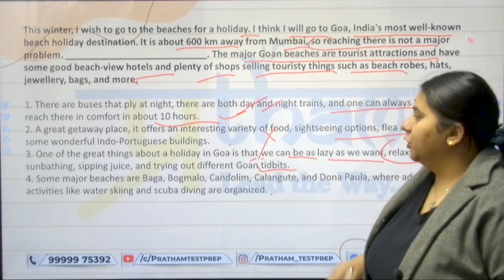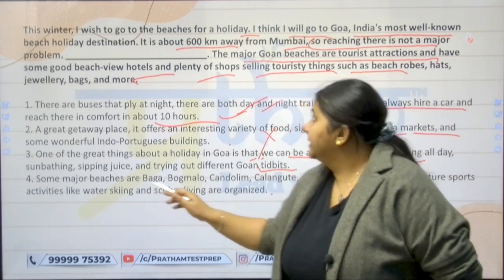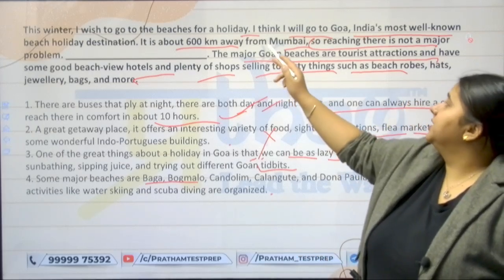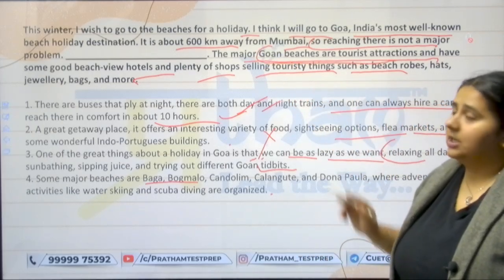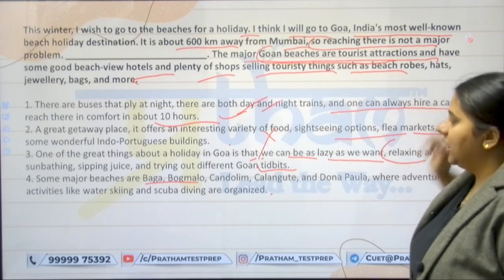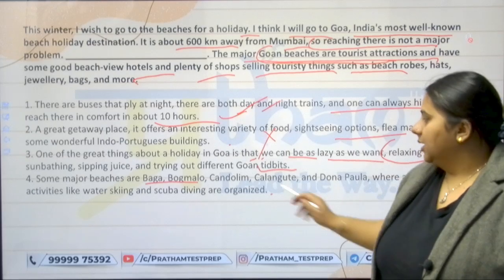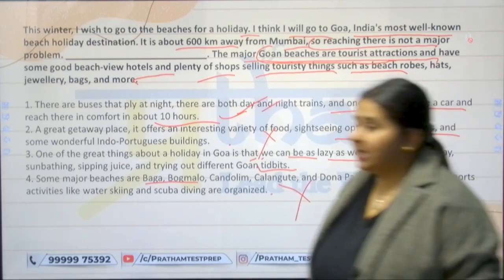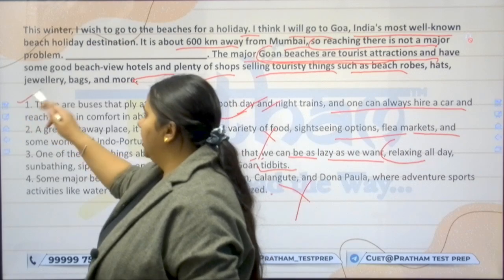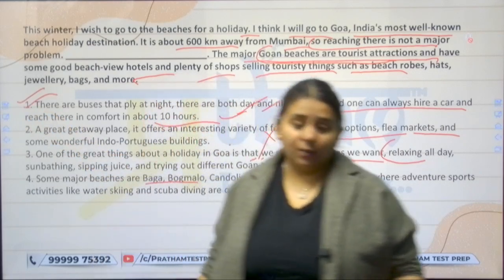Now, fourth one, some major beaches. अभी देखो, the major Goan beaches are tourist attractions. उसके बाद से you're going to take the name of the beaches. Here, they already have mentioned the names. Will not be my answer. So can I say clearly my good answer fits the which one? The A one, the first one.